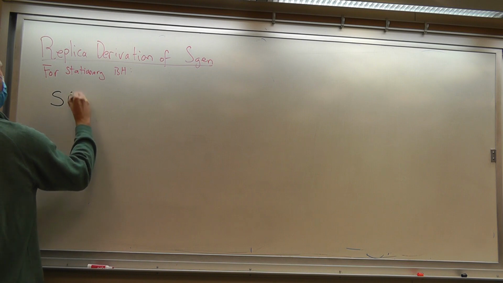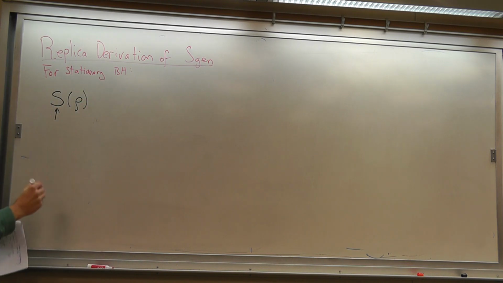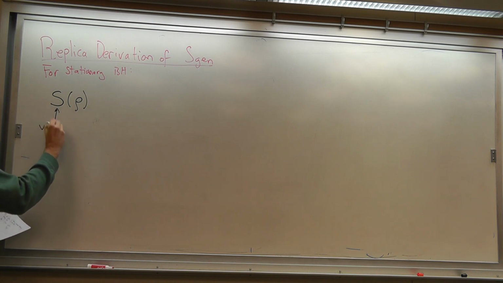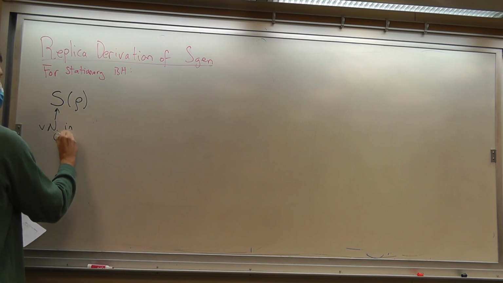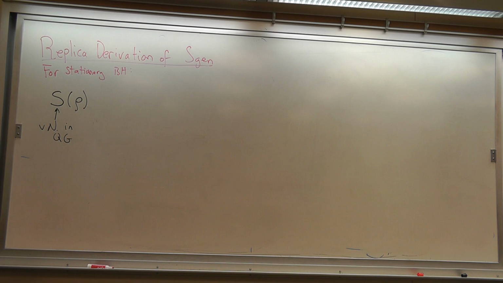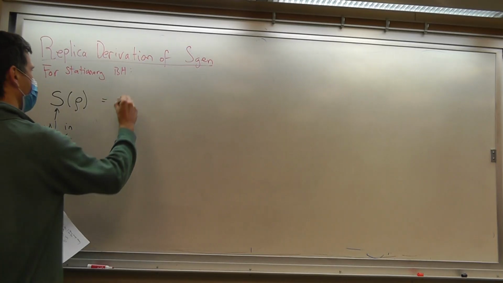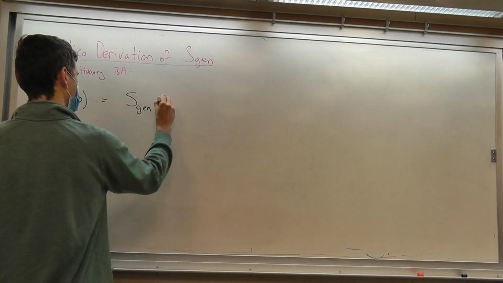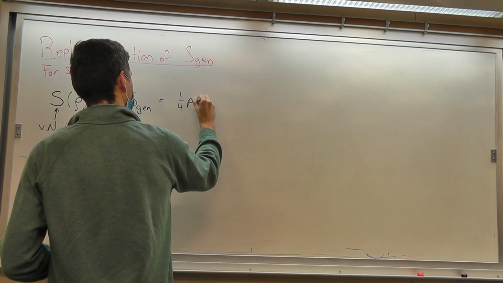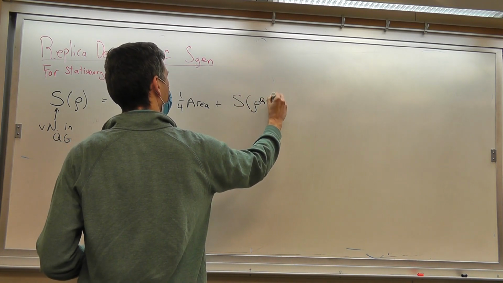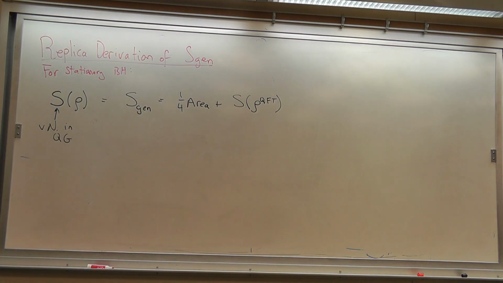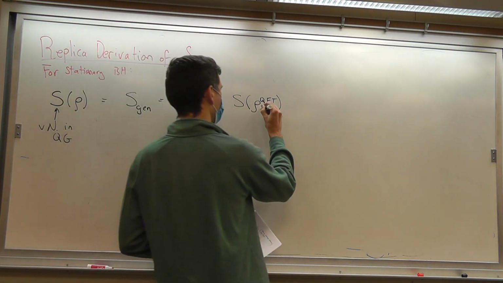S of rho, that is the von Neumann entropy in quantum gravity, for a stationary black hole is equal to the generalized entropy, which we defined last time as a quarter of the area plus S of rho Q of T. So the gravitational area term plus the entropy of the quantum fields outside the black hole.